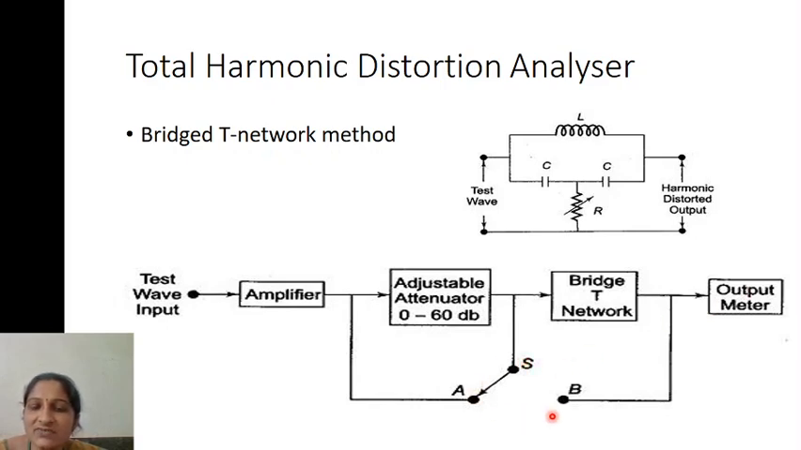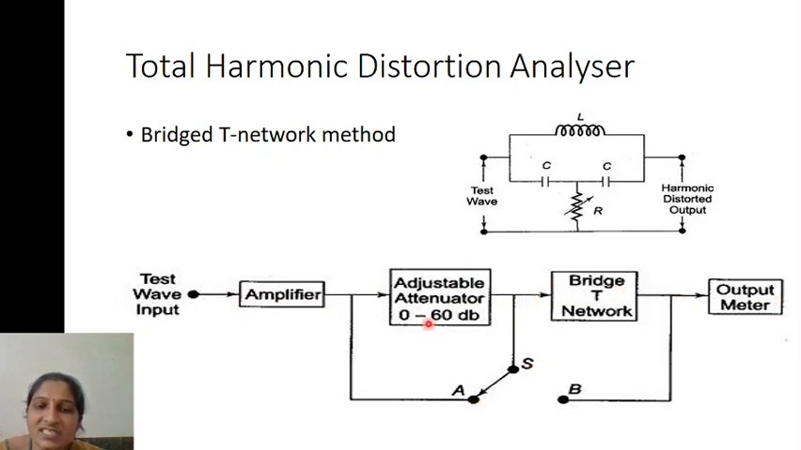Here you are using a switch. This switch can be moved to position A or position B. Now consider the switch is in position A. That means the input wave comes here, goes through the amplifier and adjustable attenuator, through the switch and going to A. Then it goes through the bridge T network and to the output. So the test input wave enters the amplifier, goes to A, through the switch, the bridge T network and the output meter.